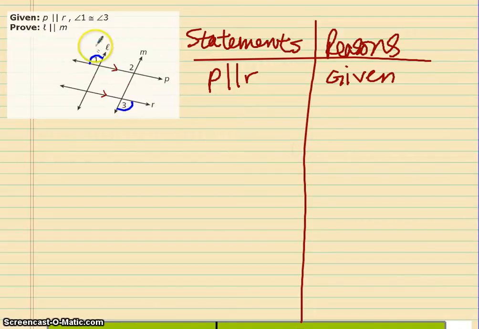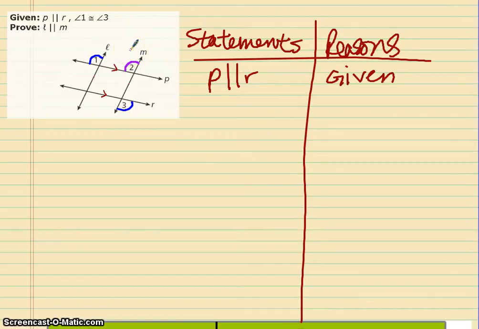Is there anything we can conclude? Now, the ones I've already marked are givens. What can we conclude about angles that touch P and R? So angle 3 touches R, and angle 2 touches P. Is there a special name for those 2 angles? That's what we should think about. And there is. Those 2 angles are on the outside, and they bounce around a transversal, which in this case will be M. And so those are alternate exterior angles.